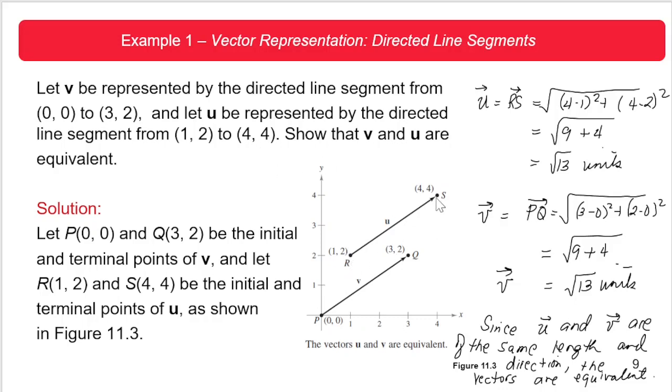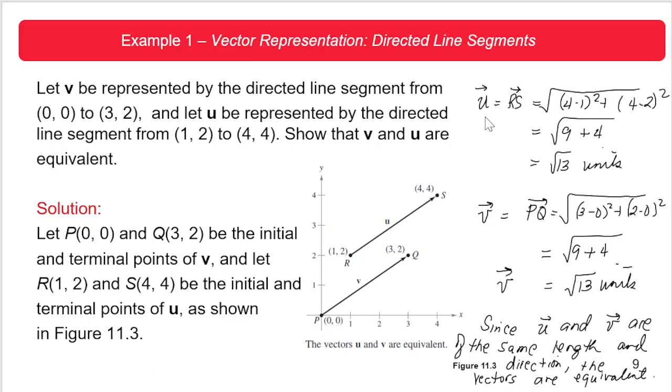Then the terminal point is at (4, 4), which is 4 units away from the y-axis and 4 units away from the x-axis. Let this point be S. Connecting these two points, we now have the directed line segment from R to S, which is our vector u. Geometrically, the two vectors appear to be of the same direction. The next thing that we have to show is that they have the same length.